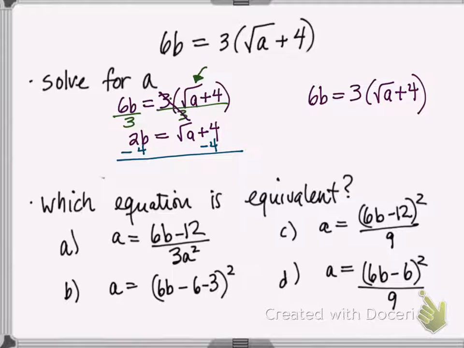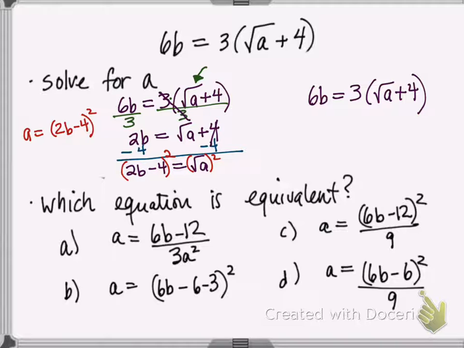So on the left-hand side, 2b minus 4, I can't combine that because they're not like terms, so I just write it as 2b minus 4, and that's equal to the square root of a. One last step to isolate a, the opposite of square rooting something is raising it to the second power. So if I raise the right side to the second power, I have to raise the left side to the second power. Because it has two terms, I have to put it in parentheses when I square it. So that means a is equal to 2b minus 4 raised to the second power.